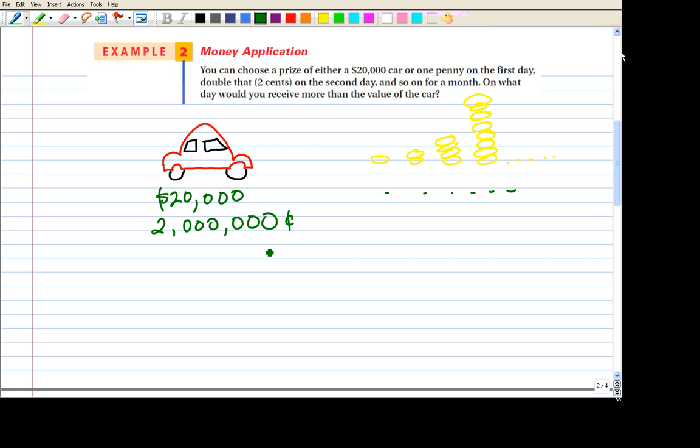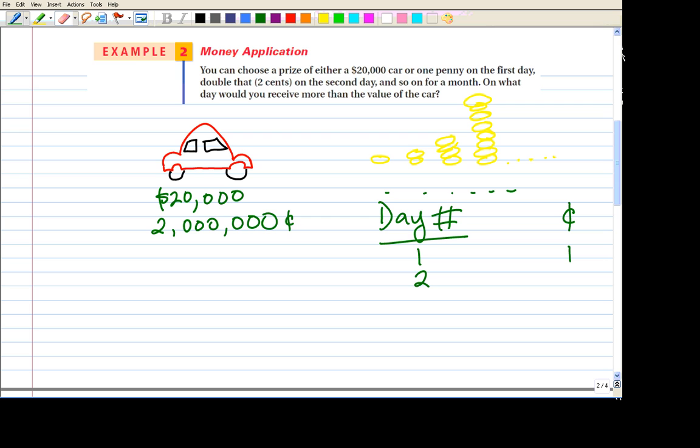Okay, so let's look at this penny situation. Day number versus how many pennies you have. Okay. On day number, instead of day 1, on day 1 you get 1 penny.